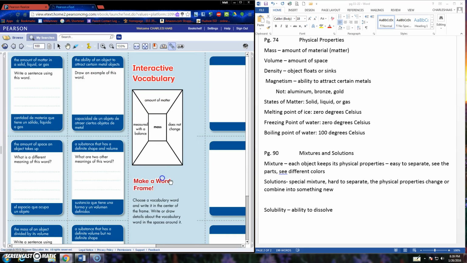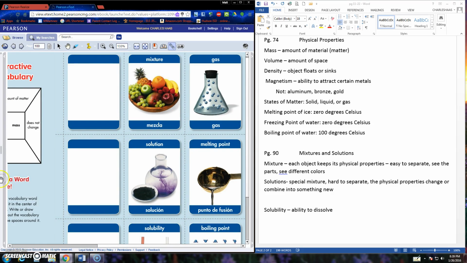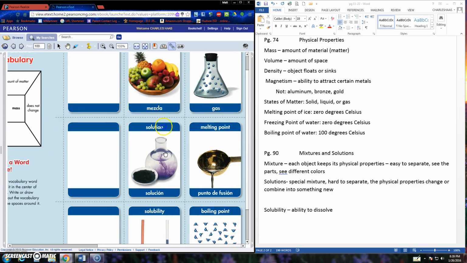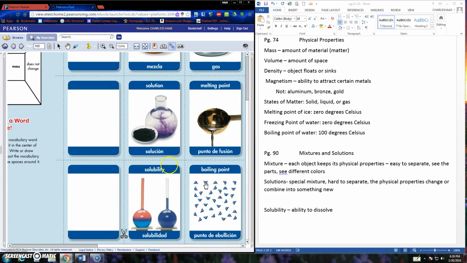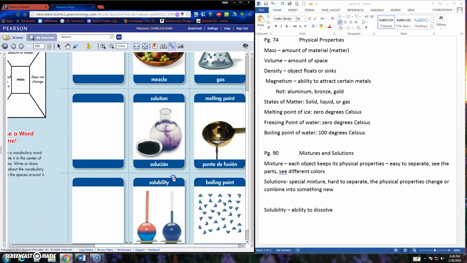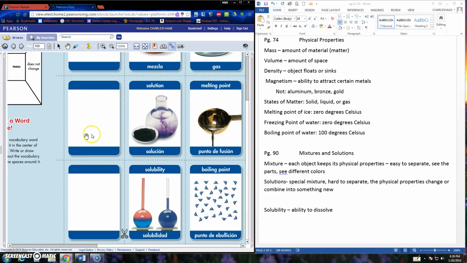And now I know that's different, this word frame. And here's mixture, gas, melting point, solution, solubility, and boiling point. Yay, they left out a word. I wonder what we could do with this blank card right here.